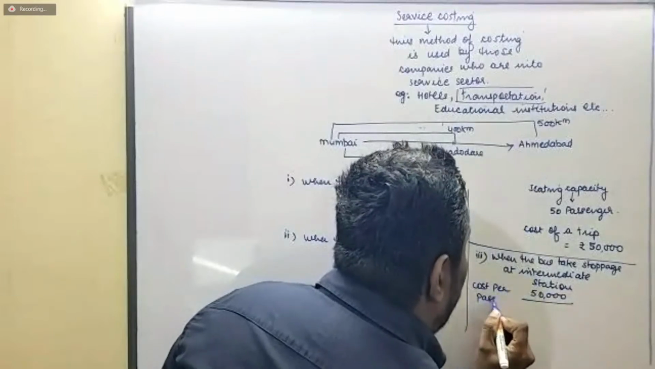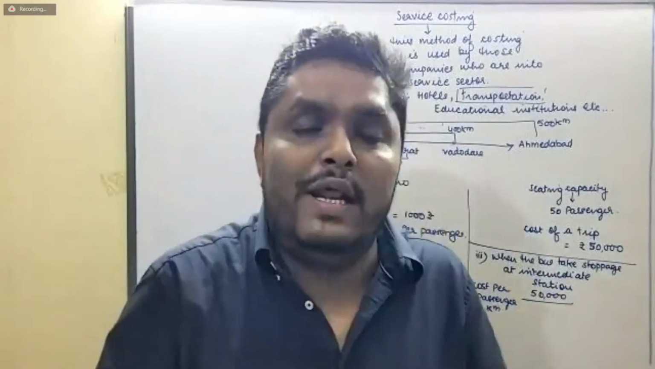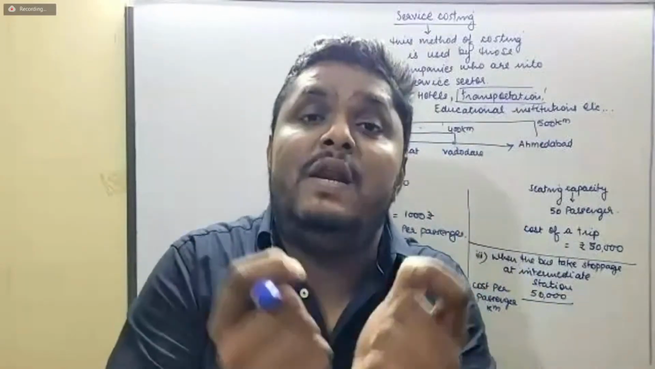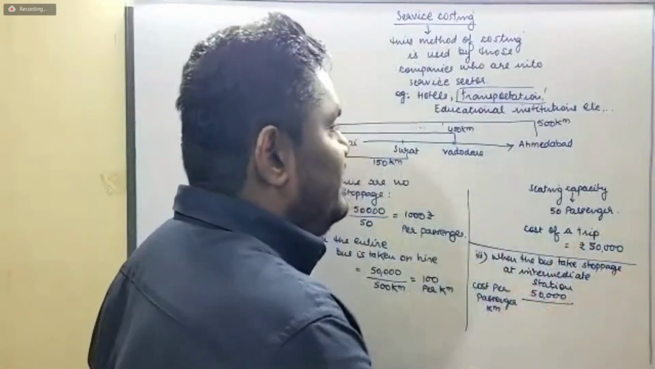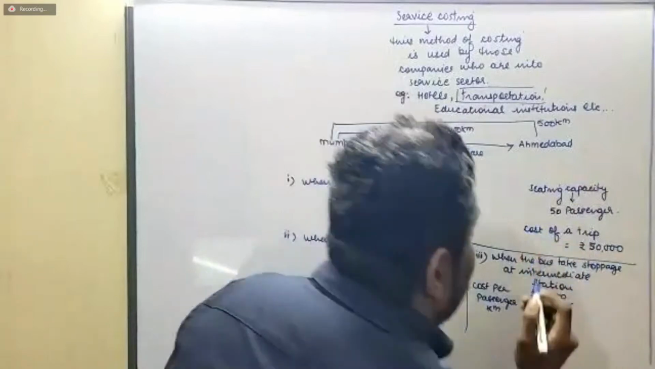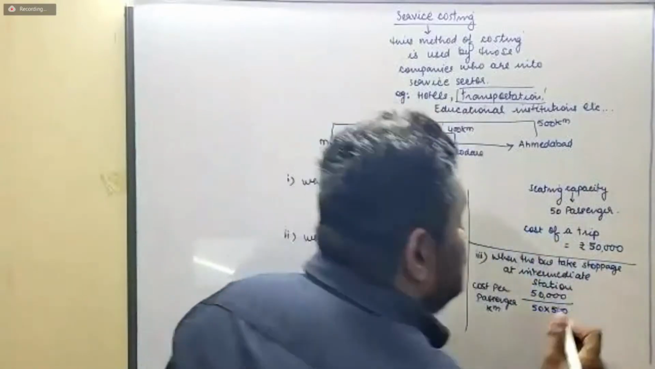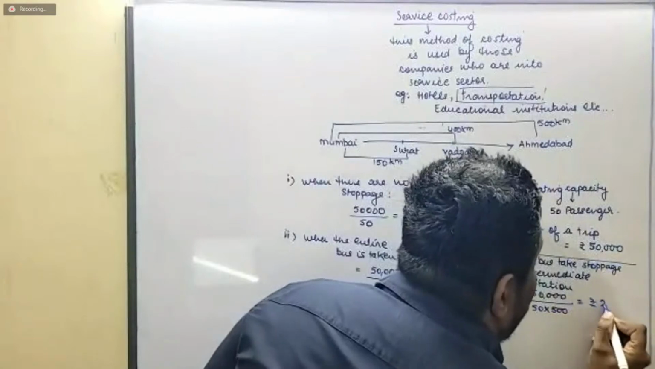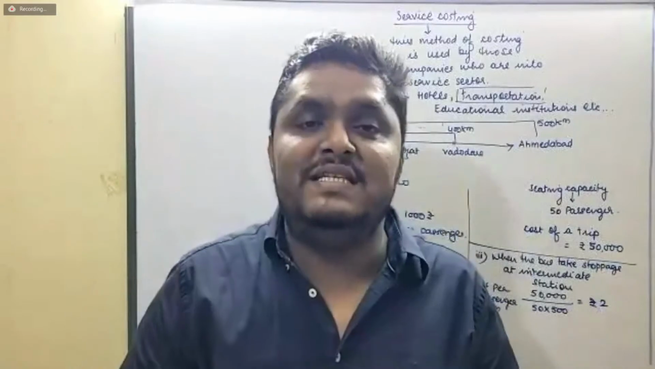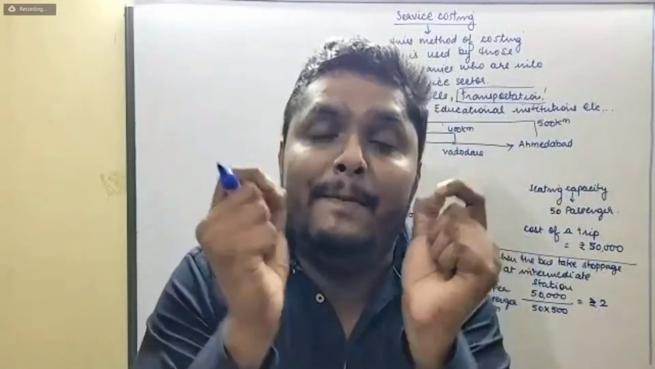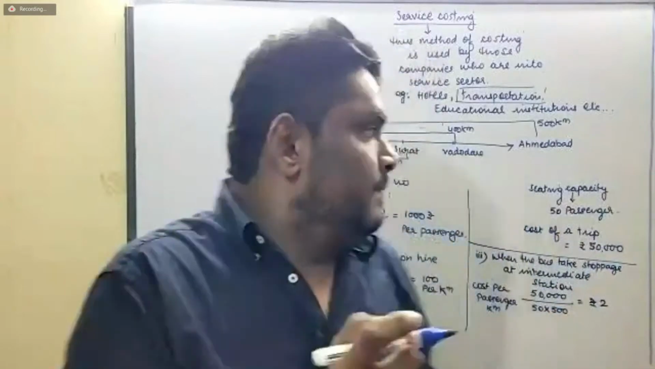In simple and easy language, how much expense comes per passenger per kilometer? Very simple, 50,000 is my total cost divided by 50, my passengers, and 500 kilometers I am traveling. So my cost per passenger kilometer will be rupees 2. That is the cost per passenger kilometer is rupees 2. It means charge 2 rupees per passenger per kilometer.